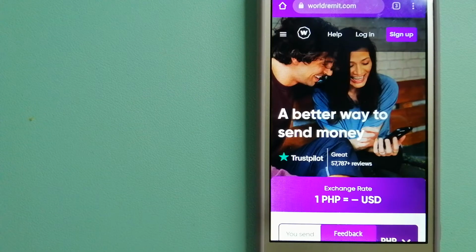We are going to talk about three ways to send money if you are in Poland and you want to send money to Cambodia. Why do we have to send money overseas? There are a lot of reasons for that.